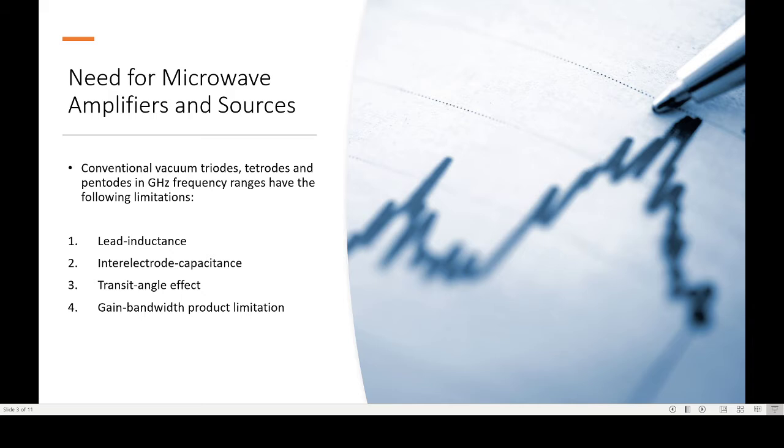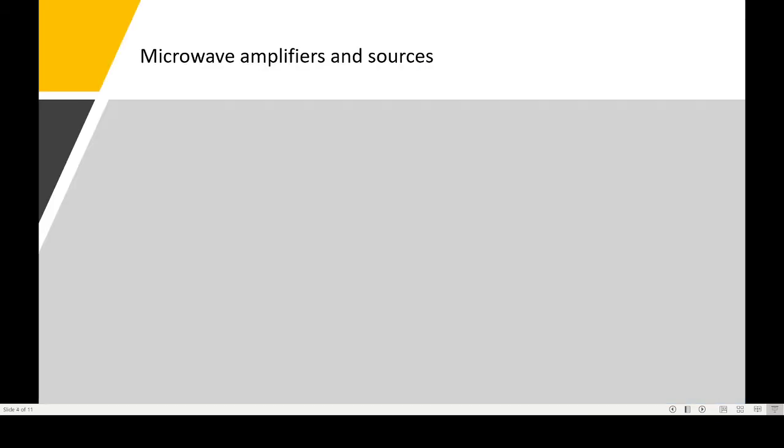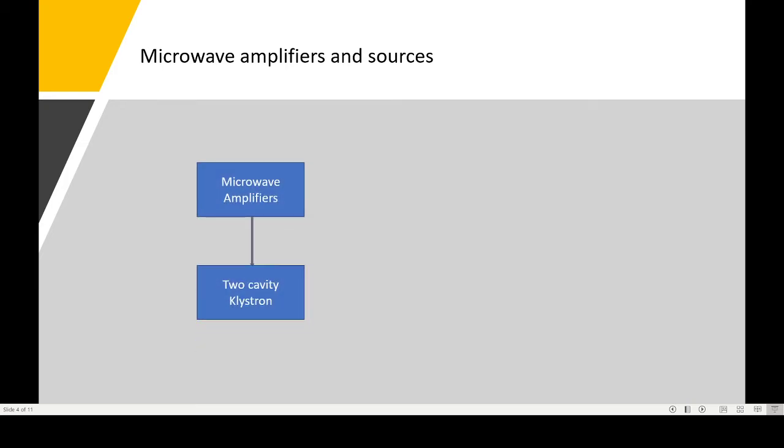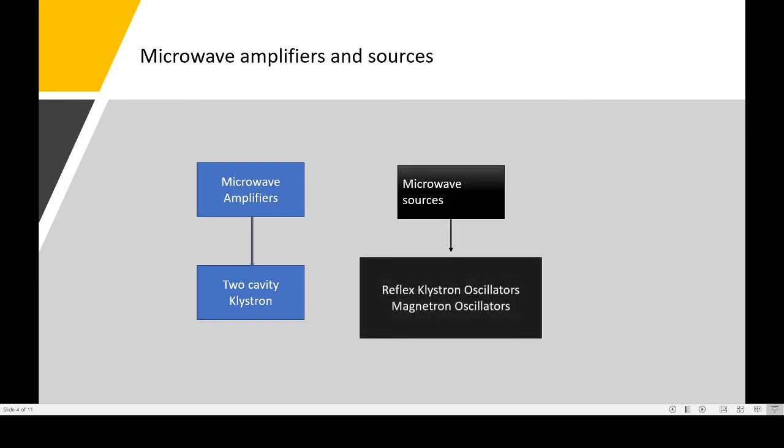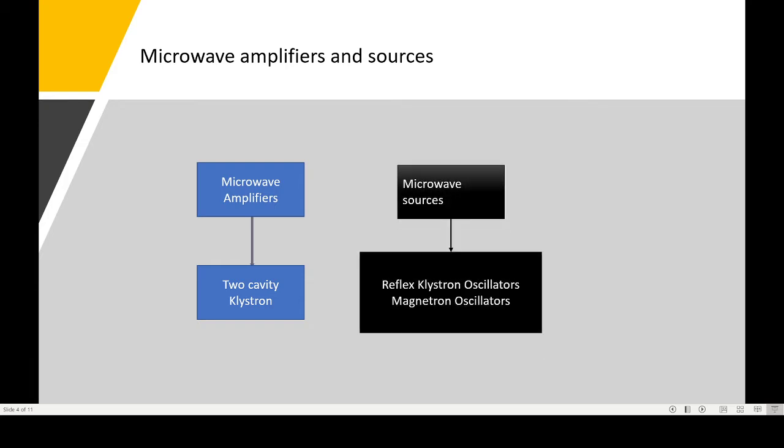Due to this effect, conventional circuitries cannot be used for handling signals in gigahertz frequency ranges. So new devices have been developed. Now let's familiarize some of the devices used as amplifiers and sources. We will learn two cavity klystron under microwave amplifiers and reflex klystron oscillators and magnetron oscillators under microwave sources.